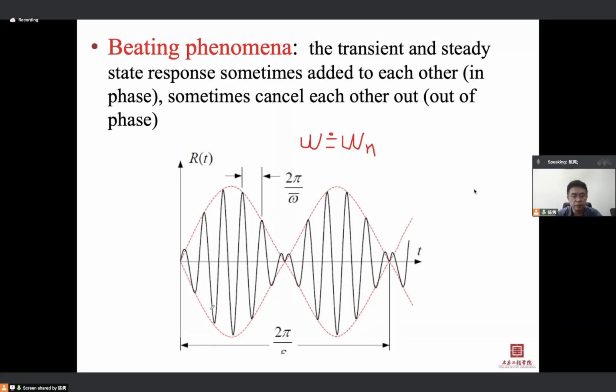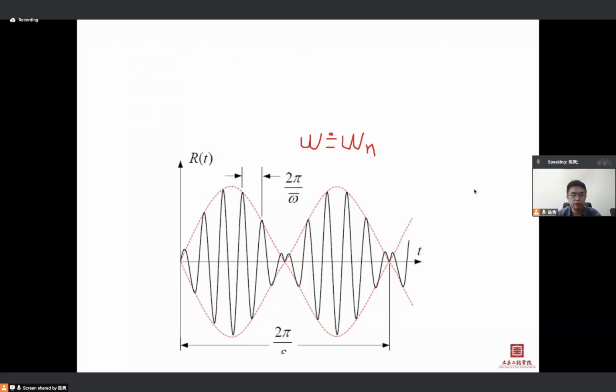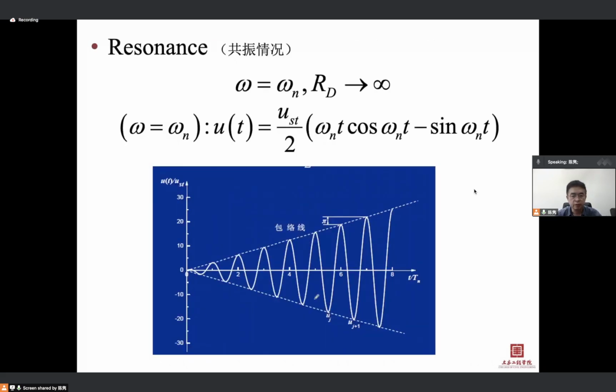This is very common in field tests. When you change the frequency of the shaker very close to the natural frequency of the system, we will have this beating phenomenon, which gives you a sign that the frequency is very close to the natural frequency of the system. So the building up phenomenon is up here.